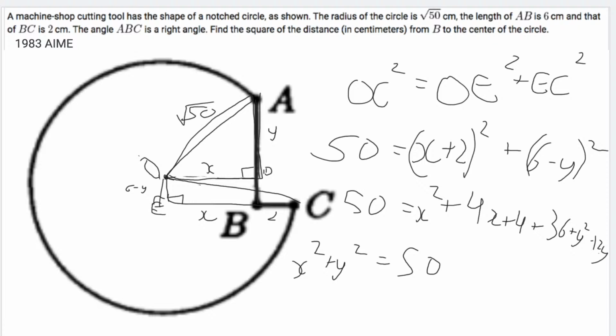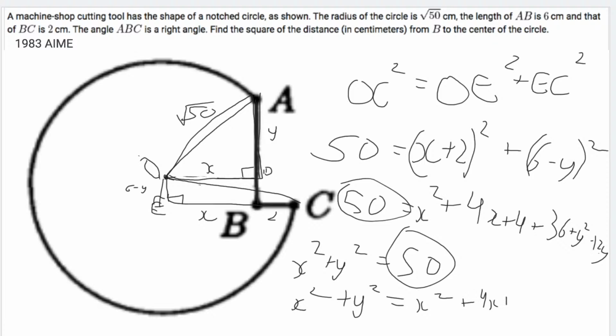So now, there's a lot of algebra in this. We can set these equal to each other because the output at the end is always 50. So we can just set both of these equations equal to each other. x squared plus y squared equals x squared plus 4x plus y squared minus 12y plus 4 plus 36, which is 40. Now, the x squared and y squared cancel out, which is good. However, we get 4x, I'm going to write it in the circle now, 4x minus 12y plus 40 equals 0.